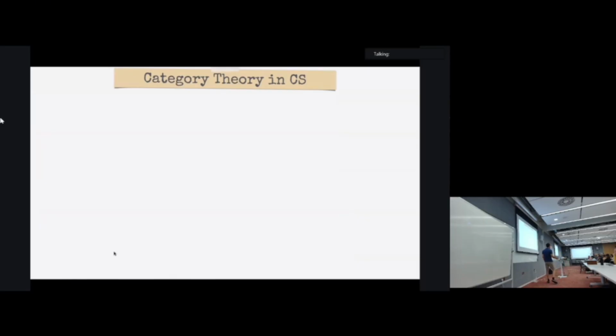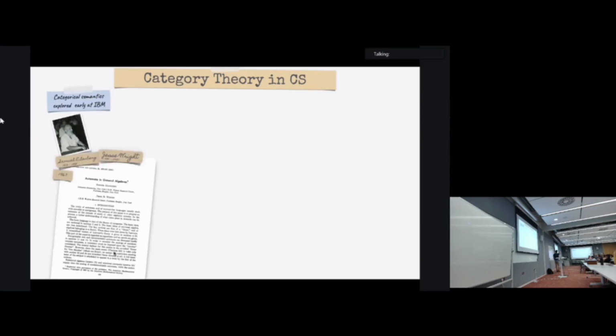We don't admit to it, but we do category theory sometimes. And so what is category theory? Well, it's been in computer science for a lot longer than you think. Category theory was explored quite early on by IBM, by Eilenberg and Wright. And they started using category theory for talking about what we call universal algebra.